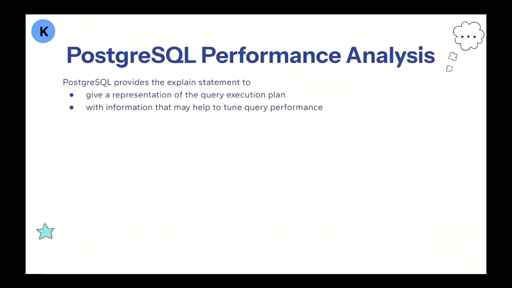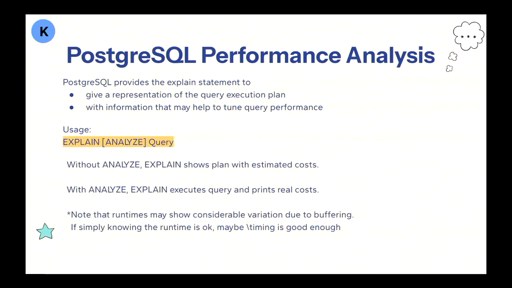And apart from the strategies of tuning our queries, there's actually a very useful tool or utility provided by Postgres to help us analyze the performance of our queries. Postgres provides the explain statement to give us a representation of the query execution plan, and it can also give us the information of the actual cost of those execution plans. The usage of this statement is like this. We just write explain, and optionally we can put the keyword analyze here, followed by the query we would like to analyze.